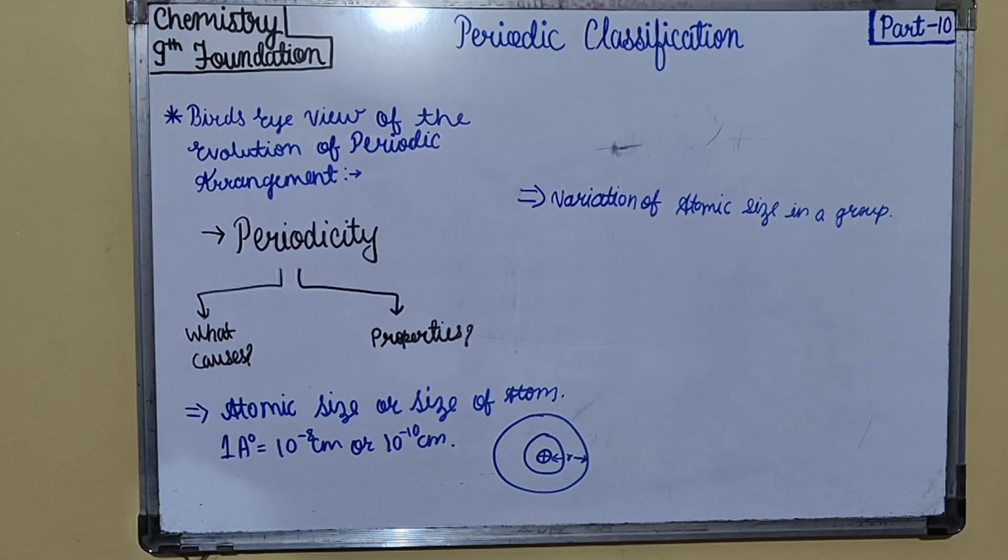In part 11, we will learn the further points, that is variation of atomic size in a period, then exceptions, then the smallest and biggest atom, then the correlation of atomic size with group number and period number. Then we will learn the comparative size of ions, the size of cation and anion.